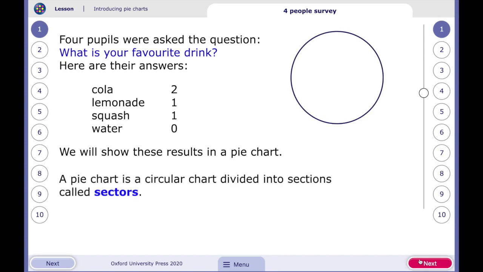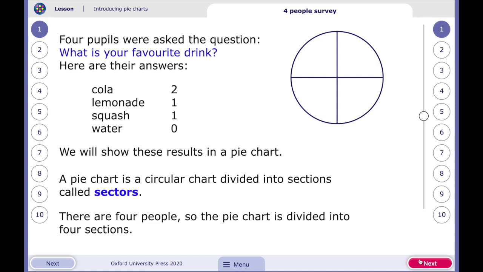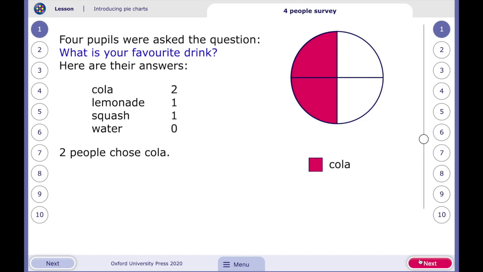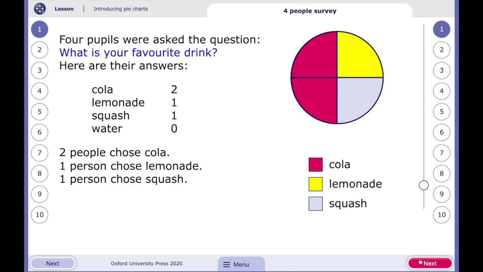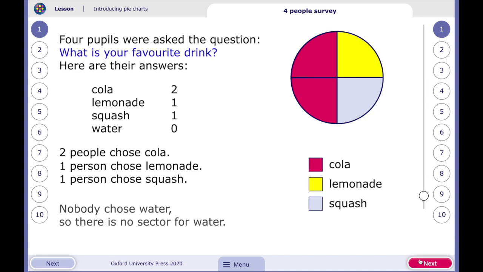So a pie chart looks like a circle or a pie, and it's divided into sections which we would call sectors. Now, because there's 4 people, we're going to divide this pie chart into 4 sections. 2 people chose cola, 1 person chose lemonade, and 1 person chose squash. And obviously water is not represented on the pie chart because nobody chose water.